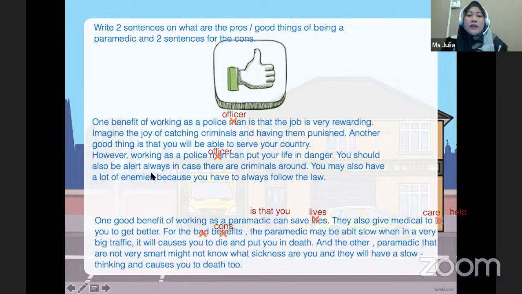Okay. For the cons, the paramedic could maybe be a bit slow in a traffic jam. Okay, let's say in a traffic jam, when. Okay, that one is okay. When in a traffic jam. We change that. Okay, in a traffic jam. That may cause, okay, yeah.